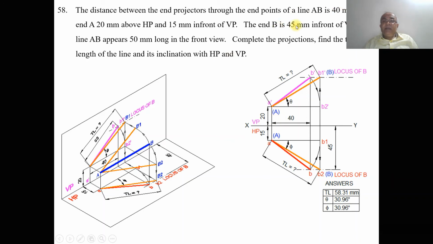Then B is 45 mm in front of VP. So from the XY line, you measure 45 mm and draw a dash-dot line. This is going to be the locus of B, so you mark the locus of B here.